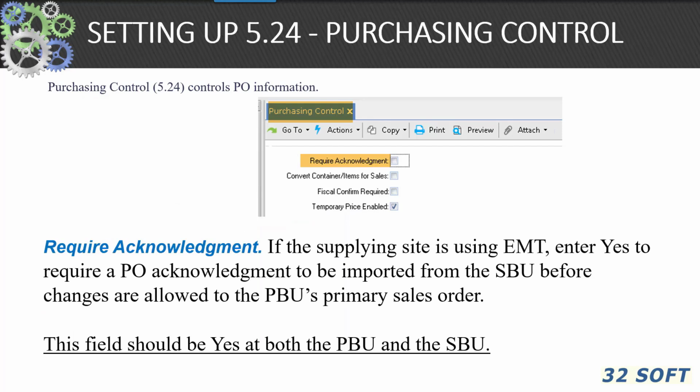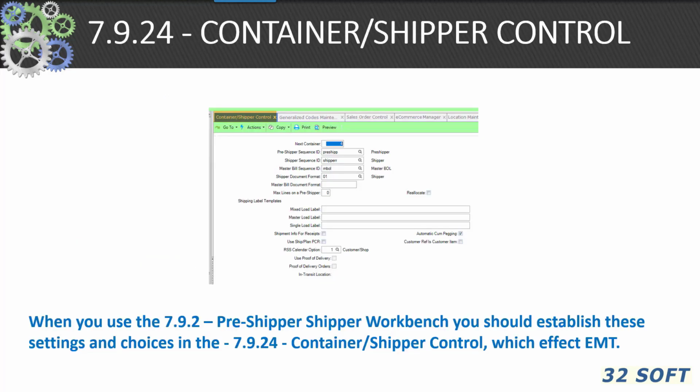In 5.24, there's one field, require acknowledgement. If the supplying site using EMT enters yes to require PO acknowledgement to be imported to the SBU before changes are allowed to the PBU's primary sales order.